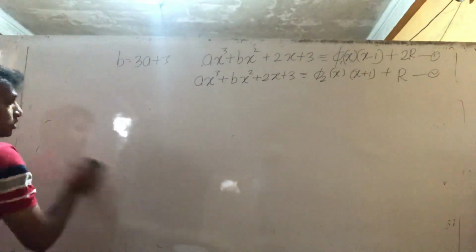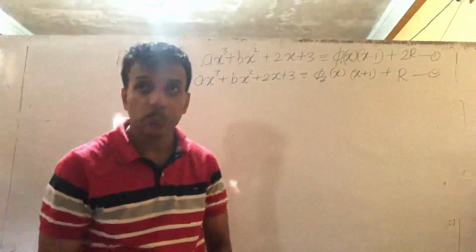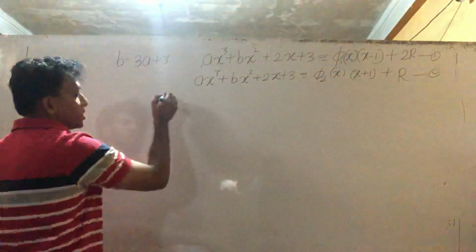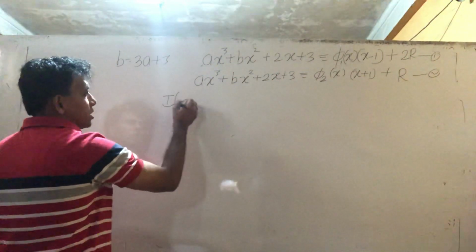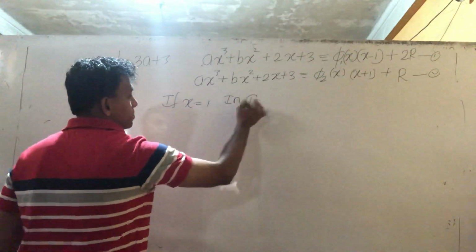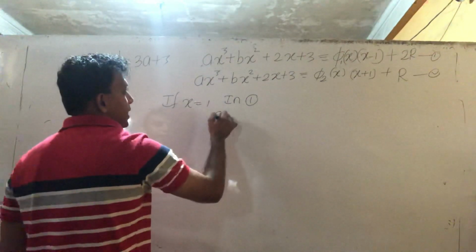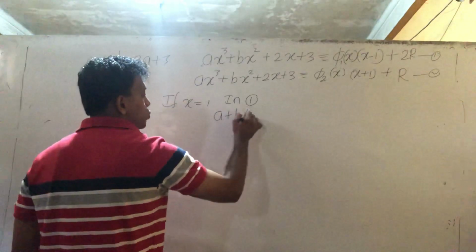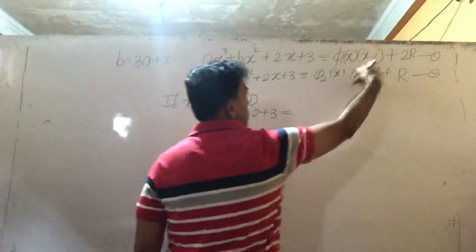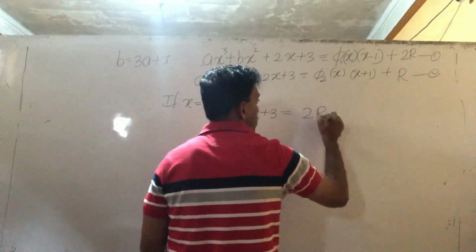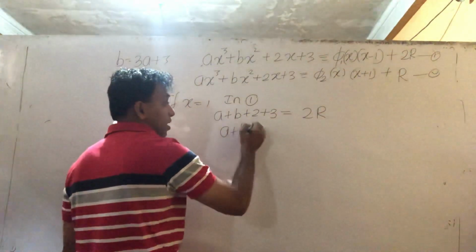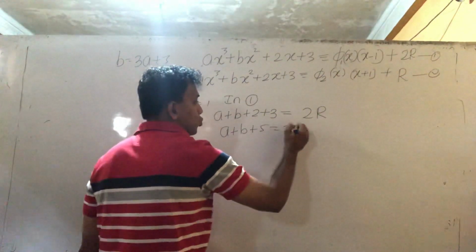This is the method. Now we build up the same solving ideas, build up an equation and solve to give this answer. So how to change this, remove this quotient part, put x for 1, put x for 1 becomes 0 if x is 1. If x equal 1, in the first equation, what is that? a plus b plus 2 plus 3, this part is 0, 2r, that is a plus b plus 5 equal 2r.